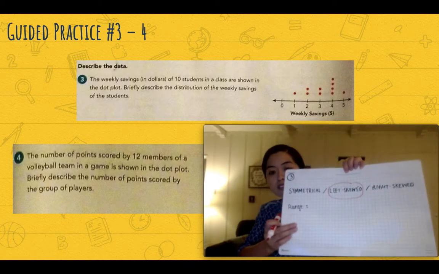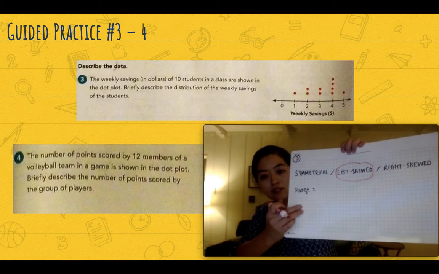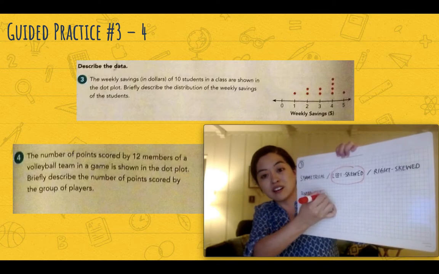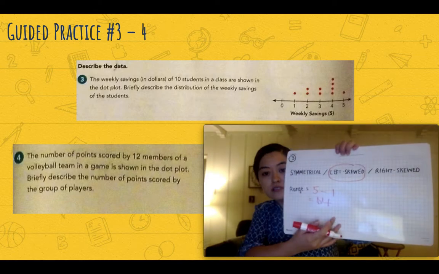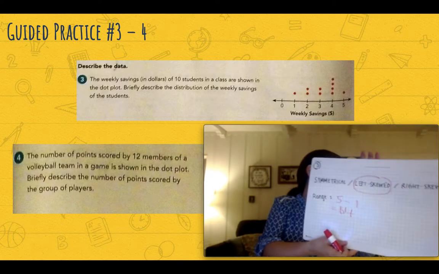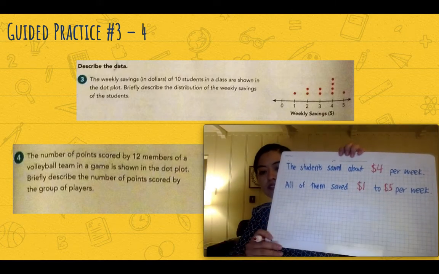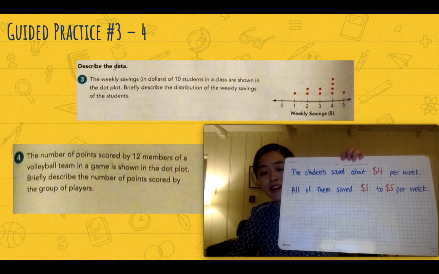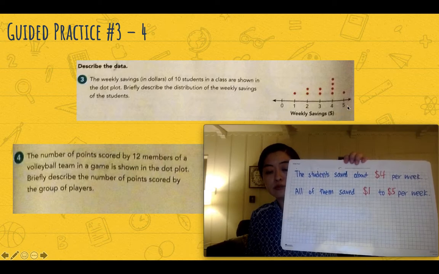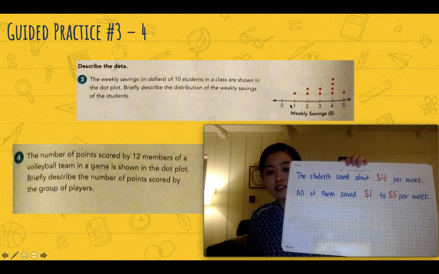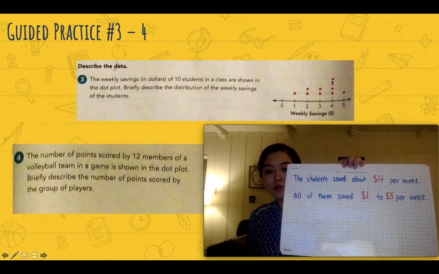Okay? And the range is greatest minus the least, and the greatest amount is $5. The lowest amount is $1, and so that's about $4. Okay? And what can we say here? Well, from that data, it looks like the students saved about $4 per week, and all of them saved between $1 to $5 per week, okay, which is the range of the data, right? $1 to $5. Okay? But most of the students saved about $4.